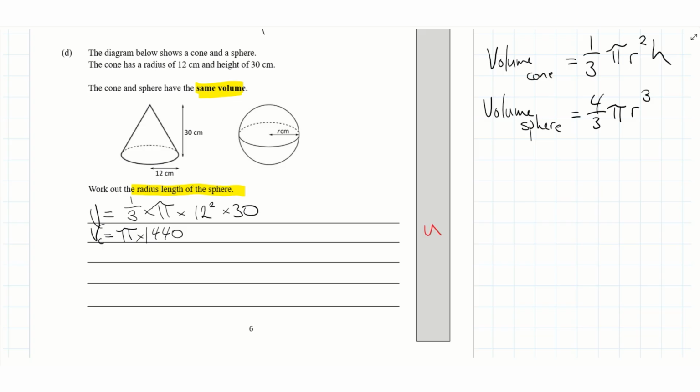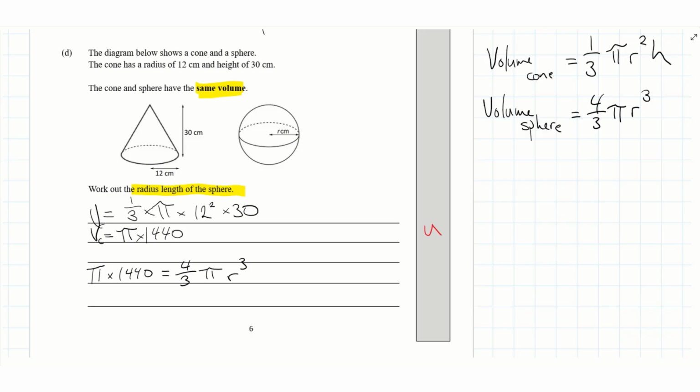The volume of our sphere is equal to, oh wait a second, I've already screwed it up because I wrote volume of sphere. What I wanted to write is pi times 1,440 is equal to 4/3 of pi r cubed. So I've set my equation up.